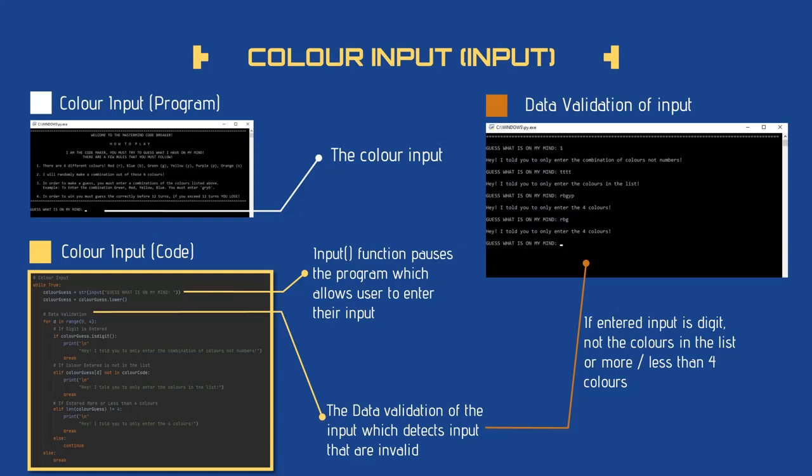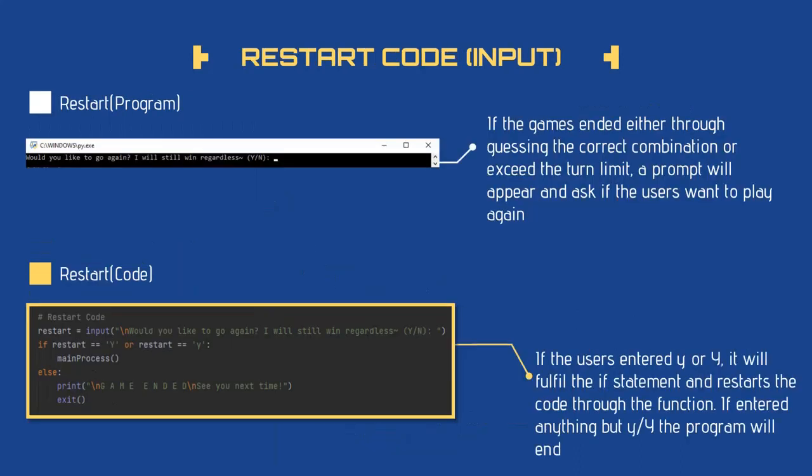There is also a loop in the color input which detects inputs that are invalid. This is the data validation. If the entered input is a digit, not a color in the list, or more or less than 4 colors, the messages will display as shown at the top right. Lastly is the restart code input, which displays at the end of the game and allows the users to restart the code through the user-defined function of the main process.